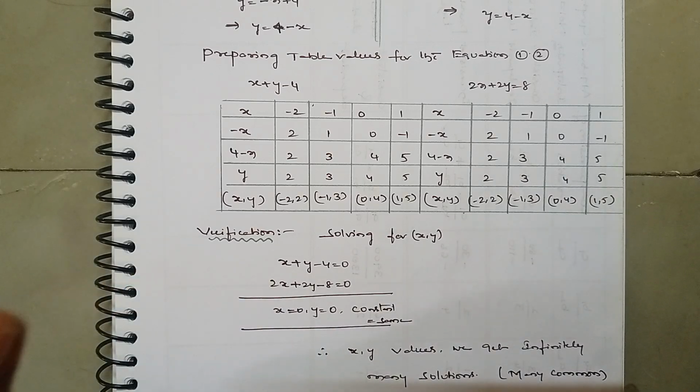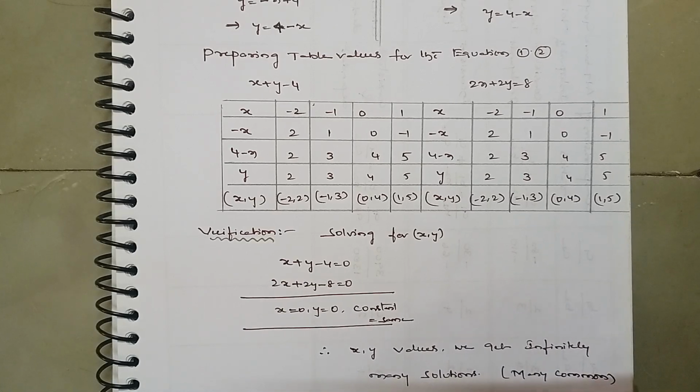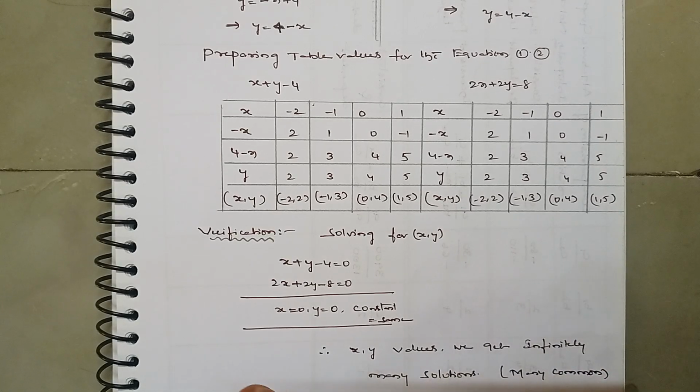For intersecting lines we get a single solution. For parallel lines we don't get any solution. For coincident lines we get infinitely many solutions, infinitely many unique solutions.